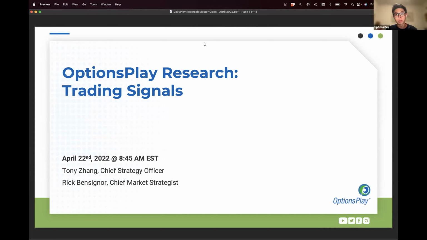Really looking forward to showing you some of the enhancements we've made to the platform to help make sure that you understand how to follow the trading signals that we send out and stick to what we consider best practices with respect to portfolio and risk management. So let's go ahead and jump right into it. We have a lot to cover with you here today.